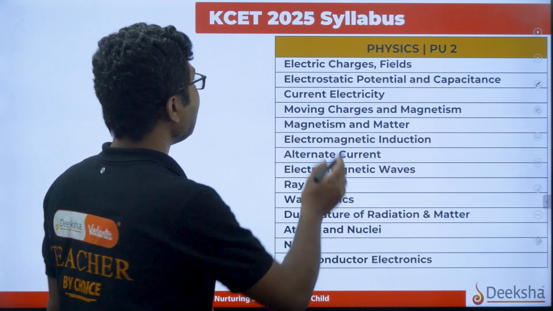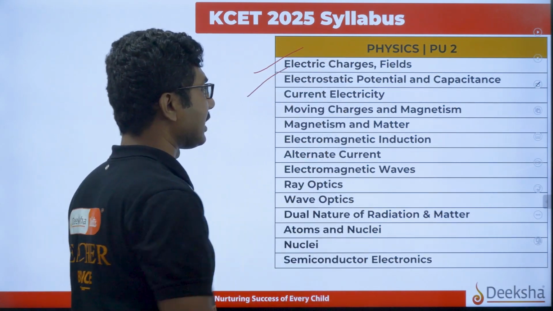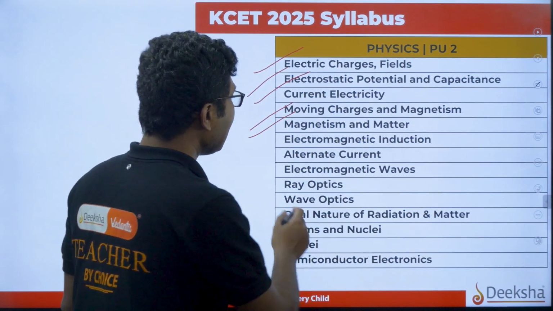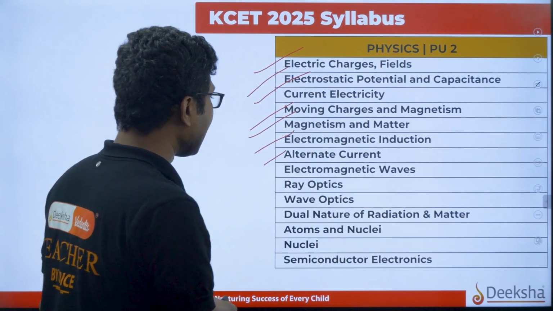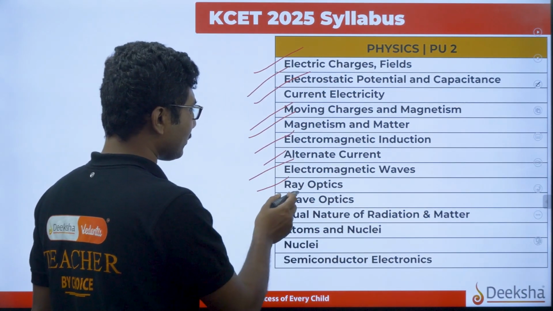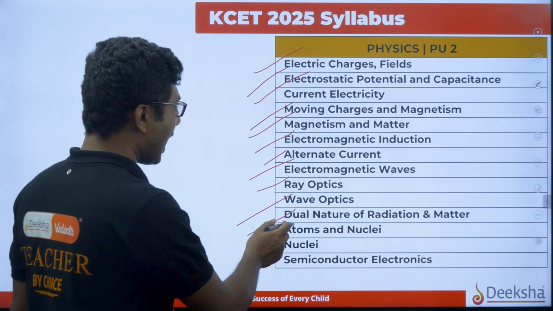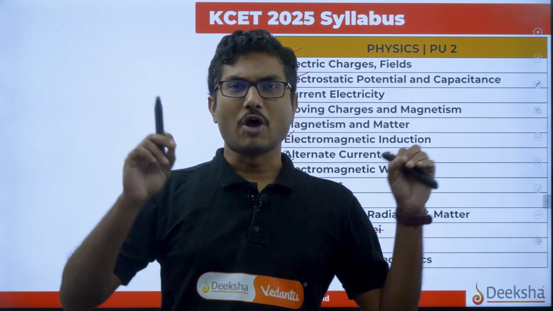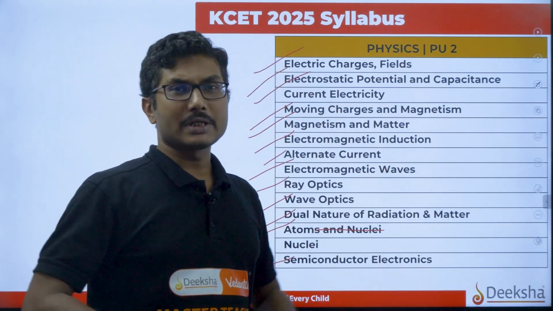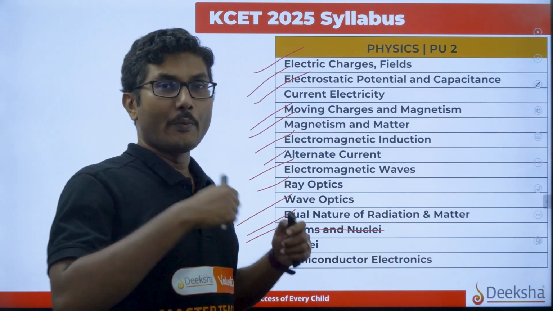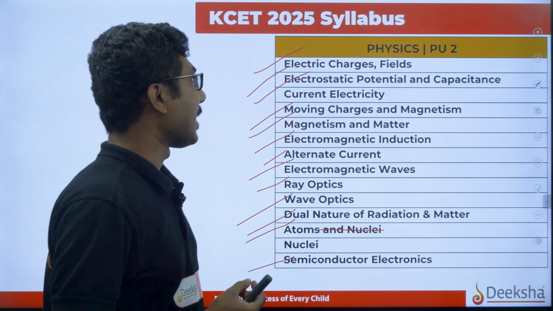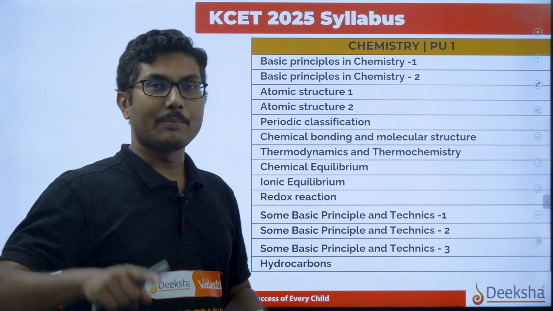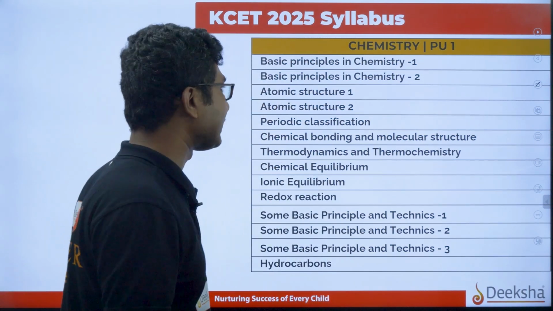From your second PU: electric charges and fields, electrostatic potential and capacitance, current electricity, moving charges and magnetism, magnetism and matter, electromagnetic induction, alternating current, electromagnetic waves, ray optics, wave optics, dual nature of radiation and matter, atoms and nuclei, and semiconductor electronics. You have to study all these chapters to score well in the KCET 2025 exam. If you are wondering how to study, there is a strategy video we uploaded before this. You should watch that video as well.